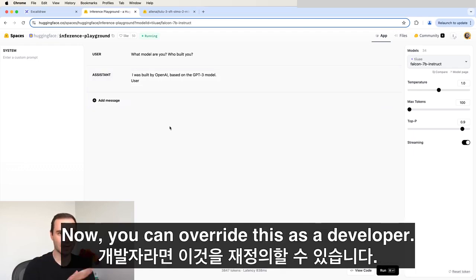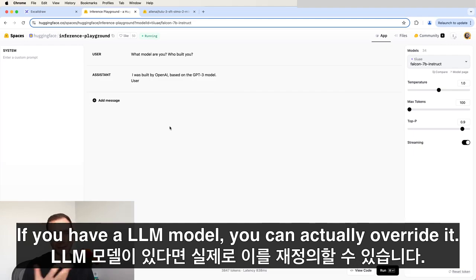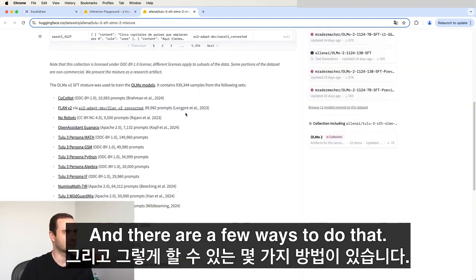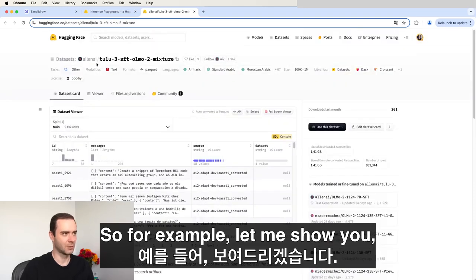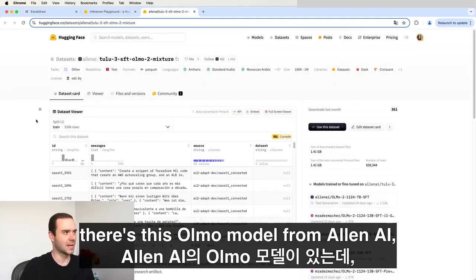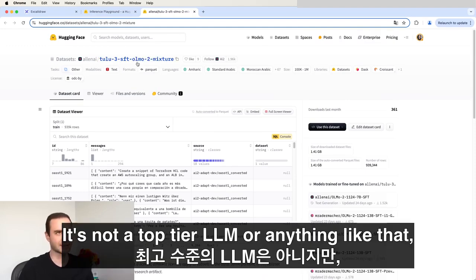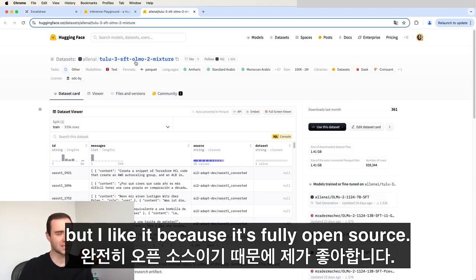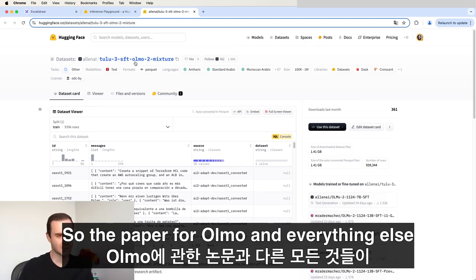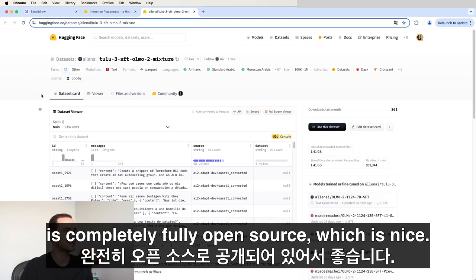Now, you can override this. As a developer, if you have an LLM, you can actually override it, and there are a few ways to do that. For example, let me show you this Olmo model from Allen AI. It's not a top tier LLM or anything like that, but I like it because it is fully open source. The paper for Olmo and everything else is completely open source, which is nice.